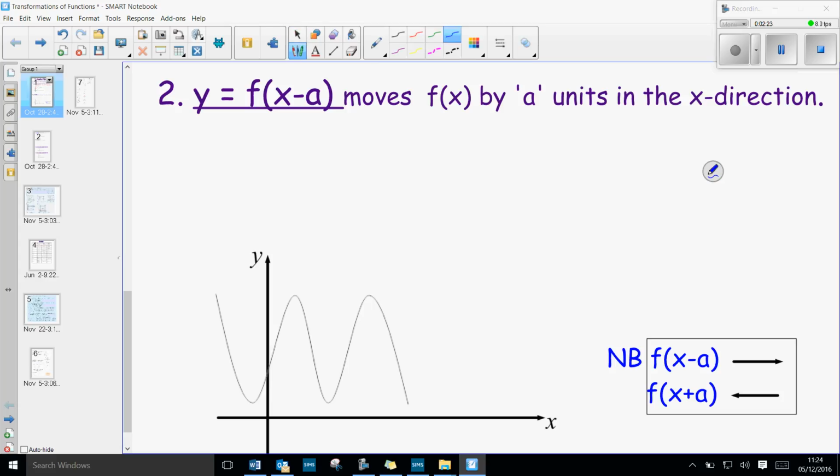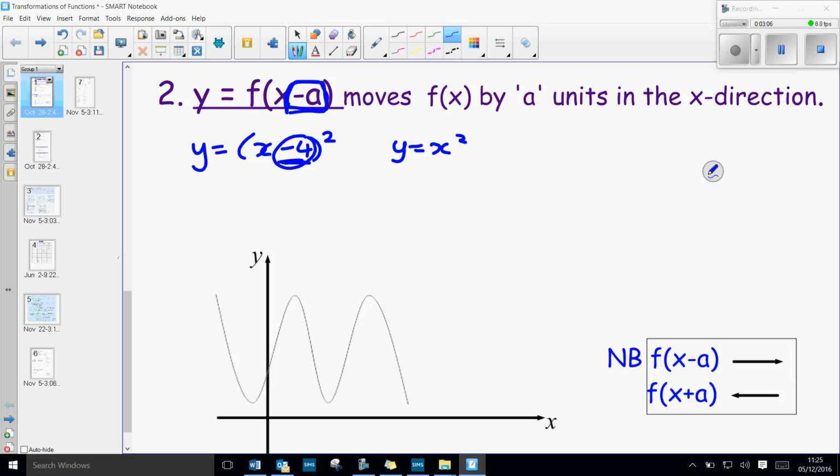So if we have f of x minus a, now note this time the a is inside the bracket. A common example we would look at is something like (x minus 4) squared compared to the x squared graph. The difference is the 4 has gone inside the bracket. If you recall when we were specifically looking at parabolas, whatever value is in here, it's actually translated by a units in the x direction. And that's when it's minus a.